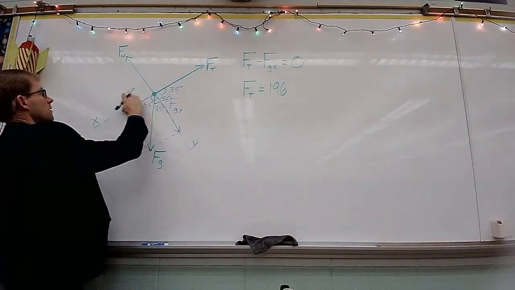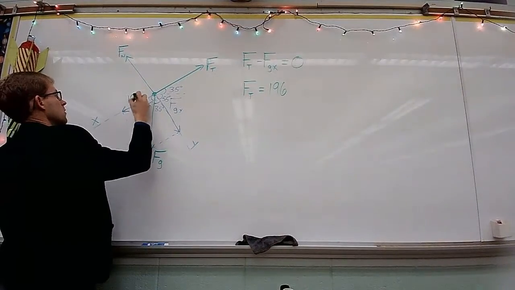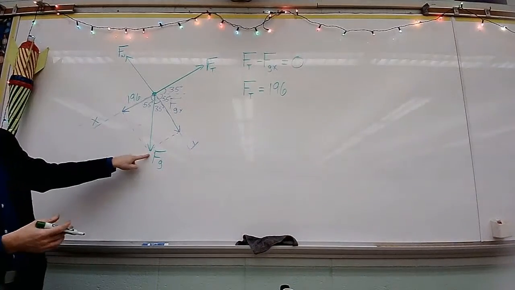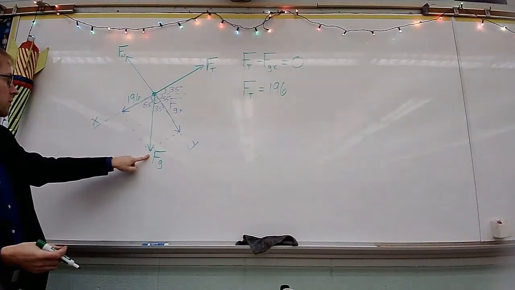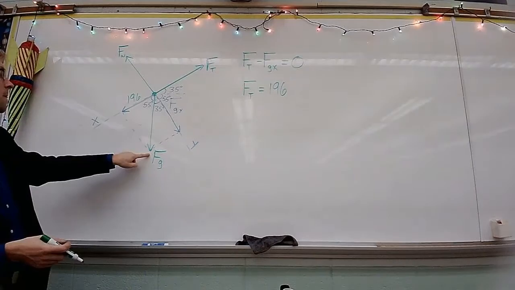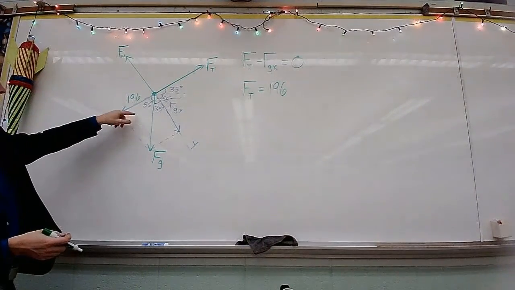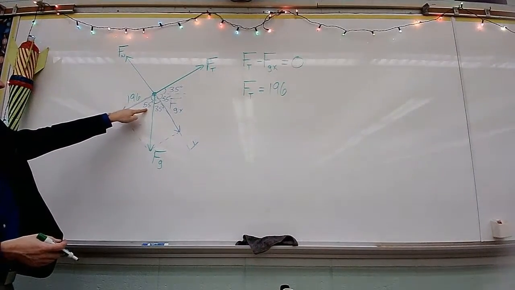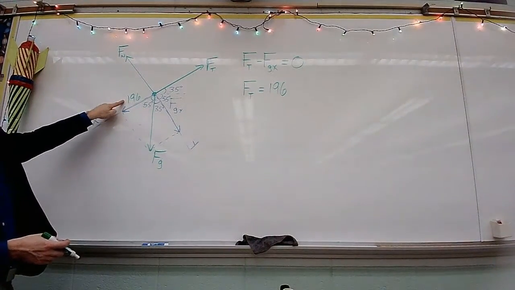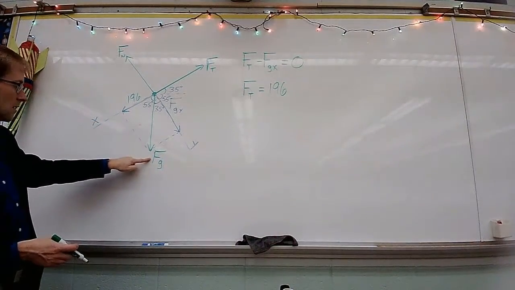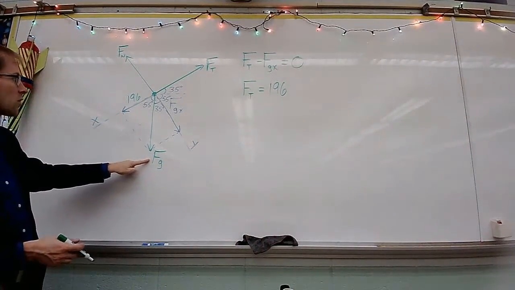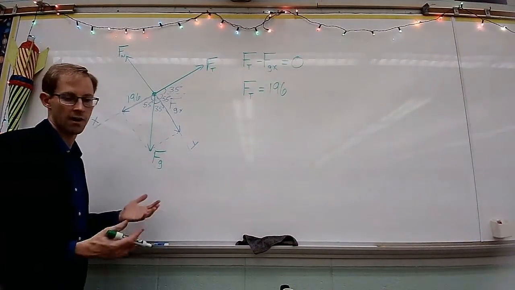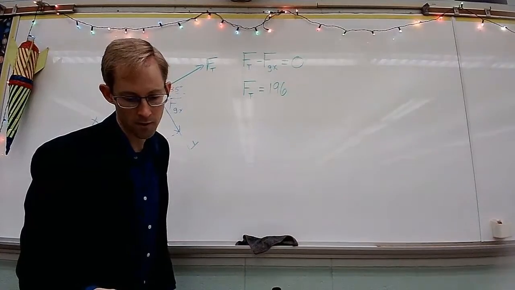So this here is 196. And you can see now we've got enough information to find the force of gravity. Force of gravity is the hypotenuse here. And so we would use a cosine function. Cosine 55 is equal to adjacent, 196, divided by the hypotenuse, which is force of gravity. And you can then use that to get your force of gravity. And once you have your force of gravity, you can get your mass.